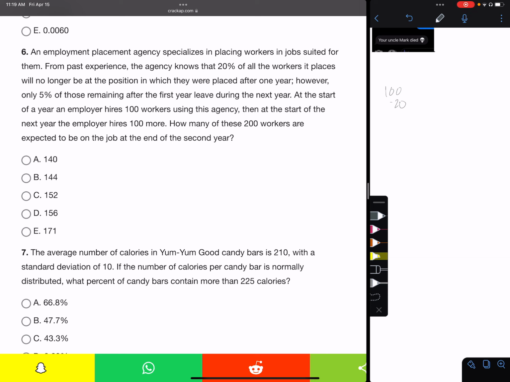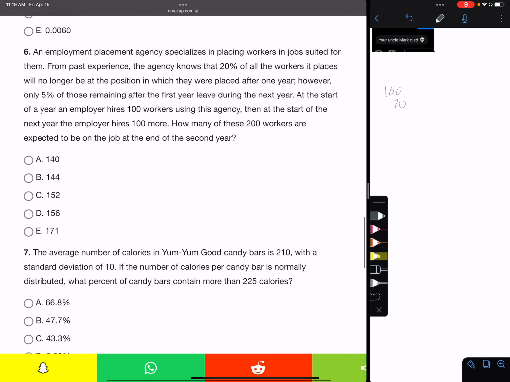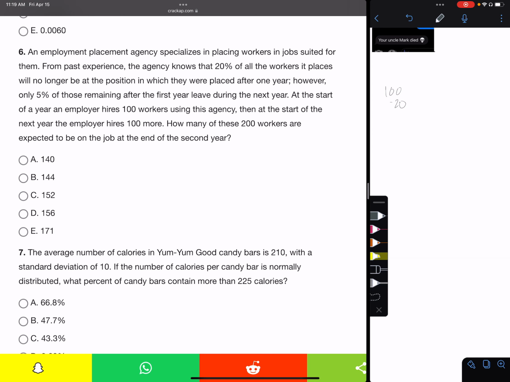However, 5% of those remaining after the first year will leave during the next year. The agency knows that 20% of all the workers it places will no longer be at the position they were placed after 1 year. How many of these 200 workers are expected to be on the job at the end of the second year? Will no longer be at the position in which they were placed. Does that mean they're still in the company, or like, however, only 5% of those remaining the first year will leave the next year?